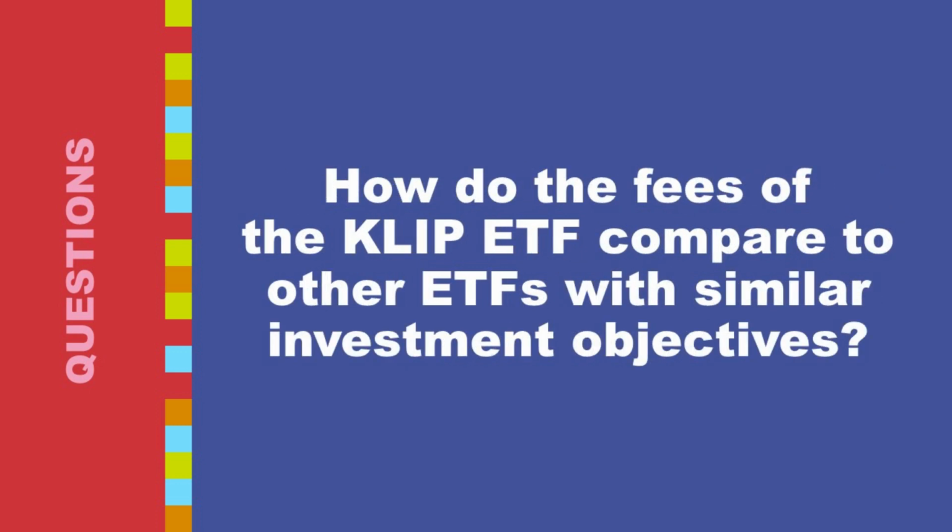How do the fees of the KLIP ETF compare to other ETFs with similar investment objectives? The KLIP ETF's expense ratio, which sits at 0.95%, can be compared to other ETFs targeting similar investment objectives in two categories: China Internet ETFs and covered call ETFs. Here's a breakdown. Comparison with China Internet ETFs. Generally higher fees. KLIP's expense ratio, 0.95%, is typically higher than most pure China Internet ETFs.